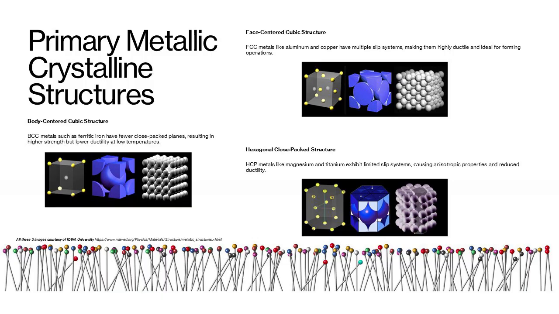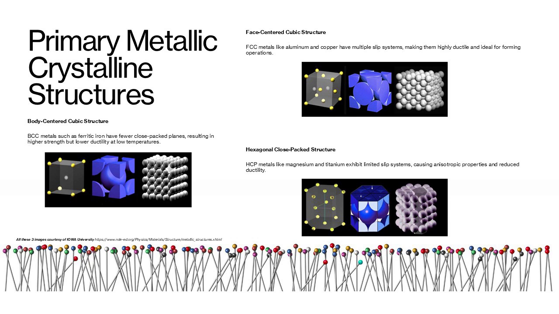Metals crystallize into specific lattice structures that determine their mechanical properties. The three primary metallic crystal structures are face-centered cubic or FCC, body-centered cubic or BCC, and hexagonal close-packed or HCP. FCC structures, found in metals like aluminum, copper, and nickel, have multiple slip systems, making them highly ductile and suitable for forming operations. BCC structures, such as ferritic iron at room temperature, have fewer close-packed planes, resulting in higher strength but lower ductility, especially at low temperatures.